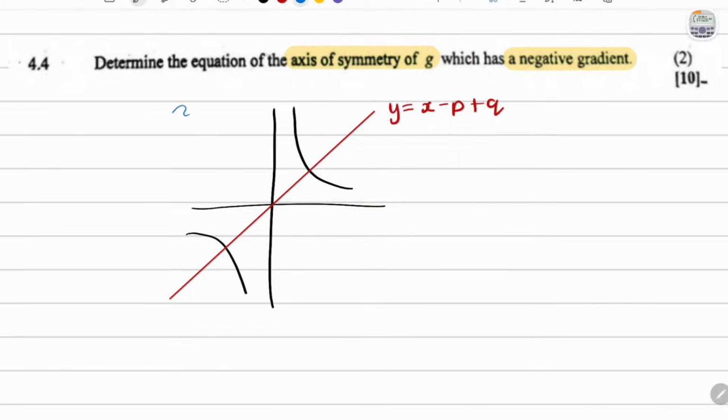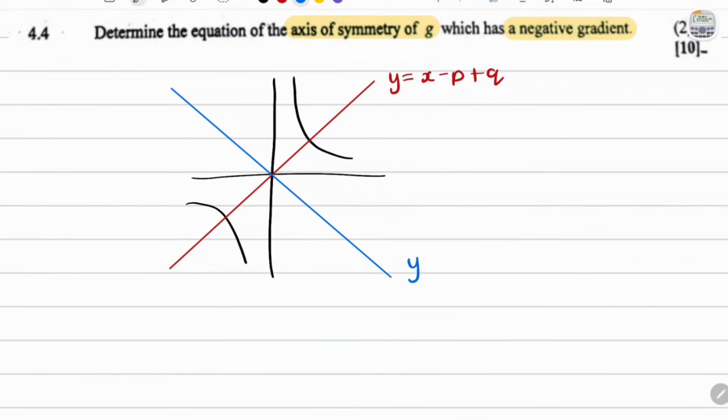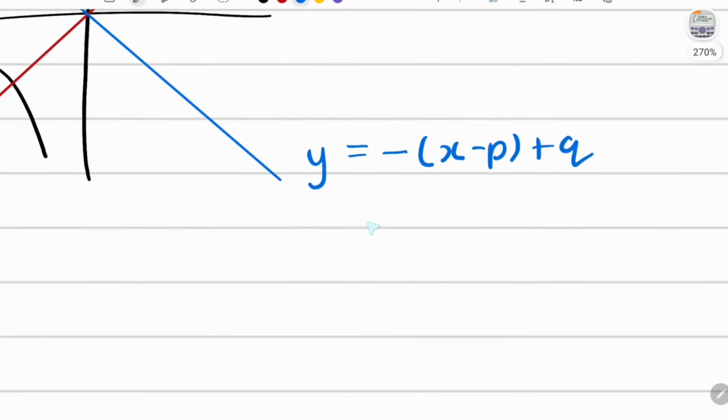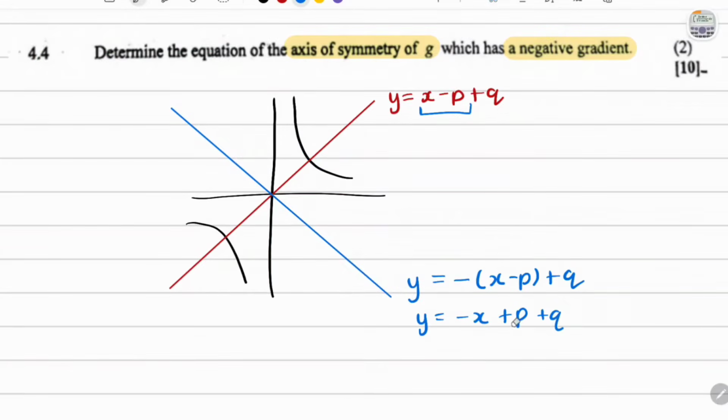The one with a negative gradient, if you can remember this one, you remember this one. The one with a negative gradient is formed by just putting a negative in front of x minus p. So y is equal to negative bracket x minus p and then plus q. Then if you distribute that, you see that y is equal to negative x plus p plus q. So that is the equation of the axis of symmetry of g, or of a hyperbola with a negative gradient.